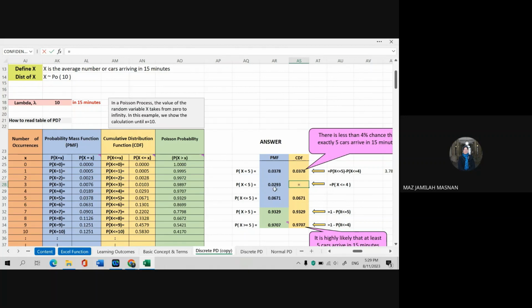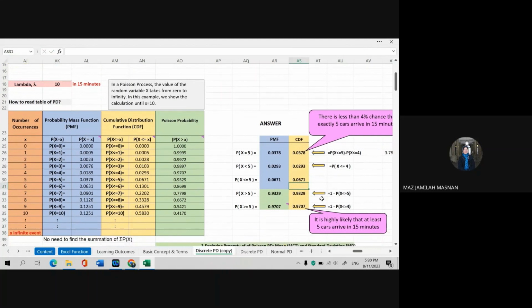If you are using the CDF, you are looking for less than 5. Since 5 is not included, it will be probability of x less than or equal to 4. So look for the CDF less than or equal to 4, and you will get the same answer. For less than or equal to 5, now you are talking about 0 until 5, so it will be the sum from 0 until 5. And using the CDF, you just go to the cell where less than or equal to 5 and you will get the answer.